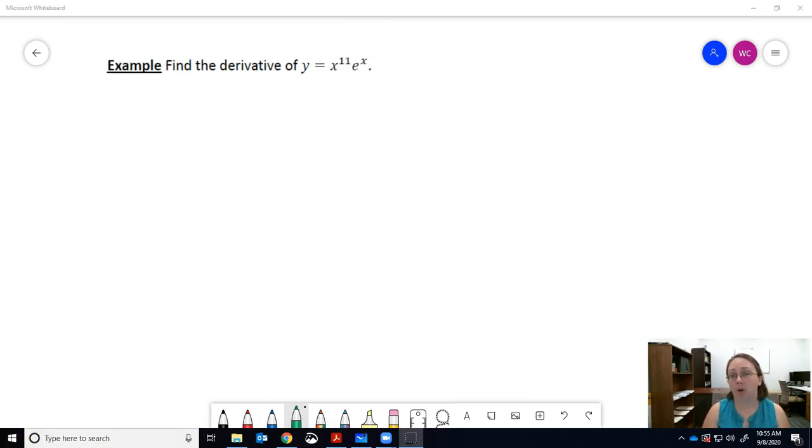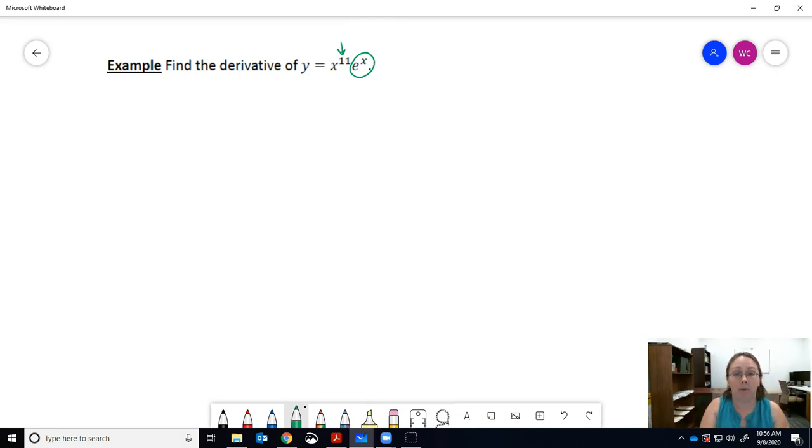So when you look at this problem, you need to look at the big picture. What is pulling everything together? What is the glue that's sticking it all together? Is the 11 what's bringing everything together? X to the 11th power. No, that's just on the x. Is e to the x what's bringing everything together? No, that's just the e to the x. What's bringing the 11x and the e to the x together?